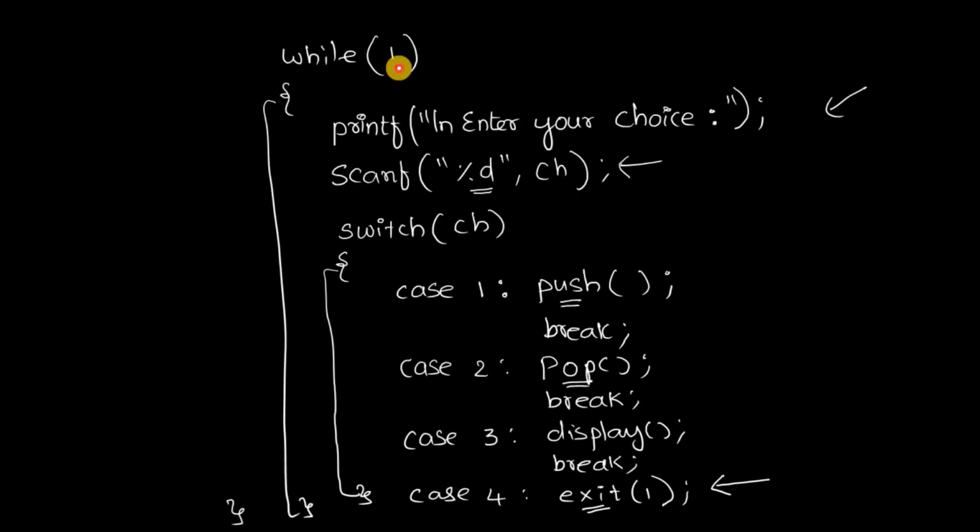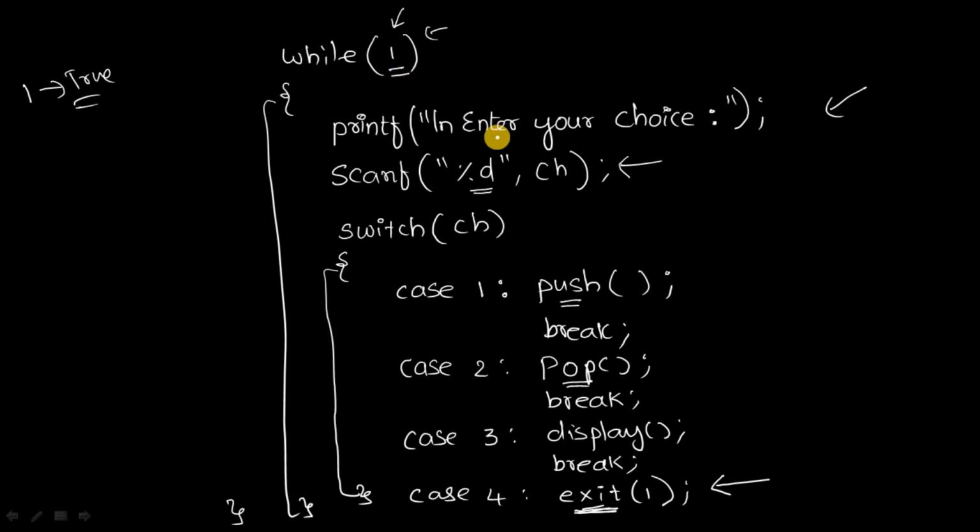Now come back to this while loop. What is the meaning of 1? 1 indicates true. That means the condition will always become true. So it is almost an infinite loop. There is no end for this, because the condition will always become true. And when will this end? See here, whenever the user enters the option 4, this exit function will execute and it will stop your program, right?